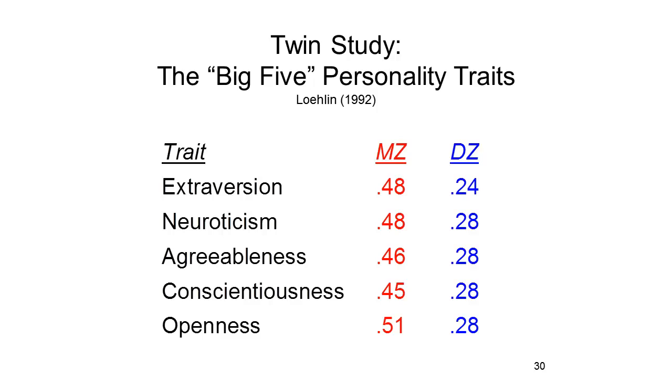Returning to Loehlin's twin study of the Big Five personality traits, remember that the basic finding was that for each of the Big Five traits, the MZ correlations were about twice the size of the DZ correlations. The typical MZ correlation was in the high 40s, the typical DZ correlation was in the mid-20s. So now let's apply our formulas and try to disentangle the contributions of genetics, the shared environment, and the non-shared environment to individual differences in personality.